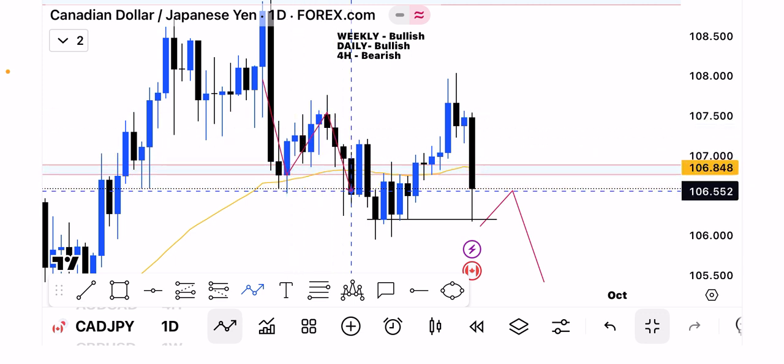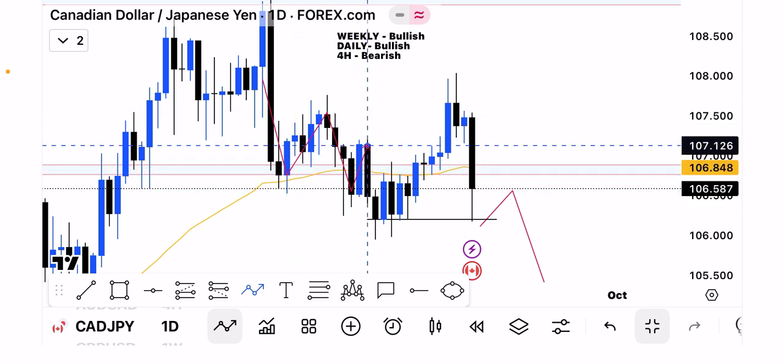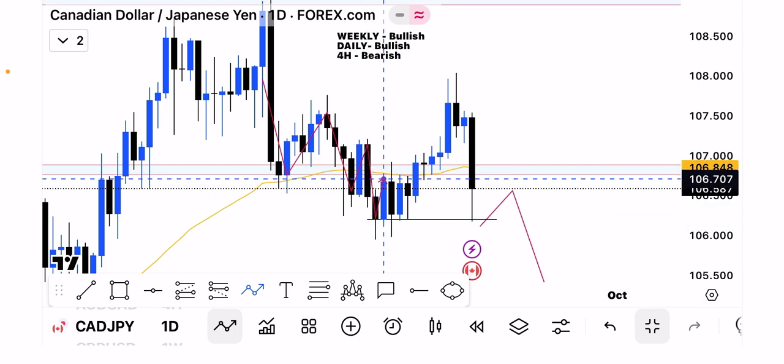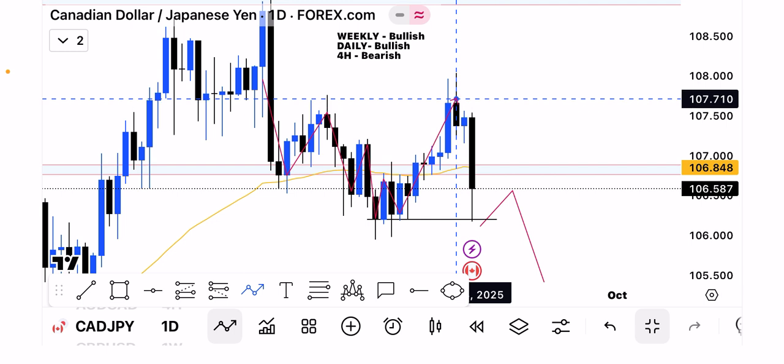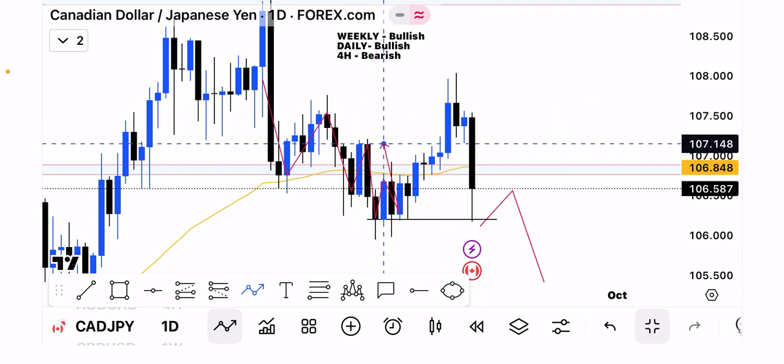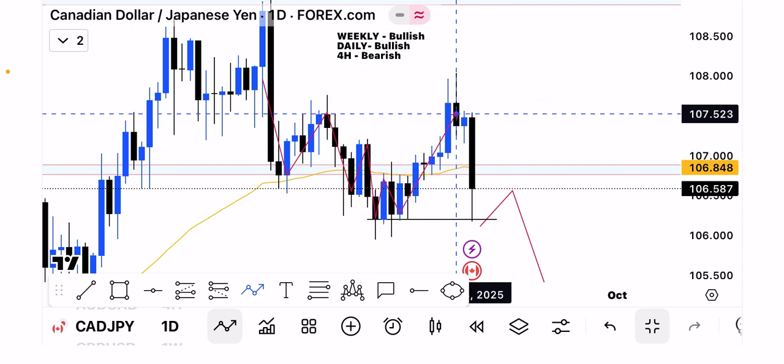Forming lower low and lower high. Boom. Then here he took out this high to form another high.